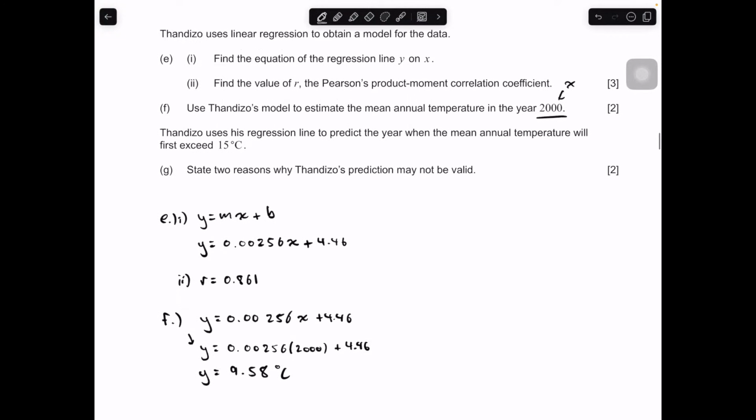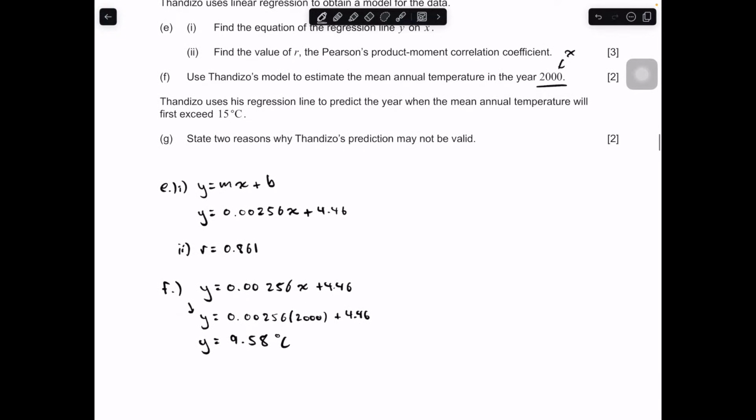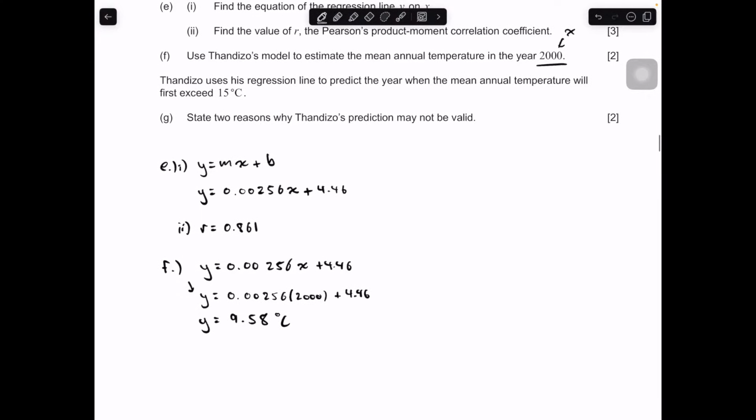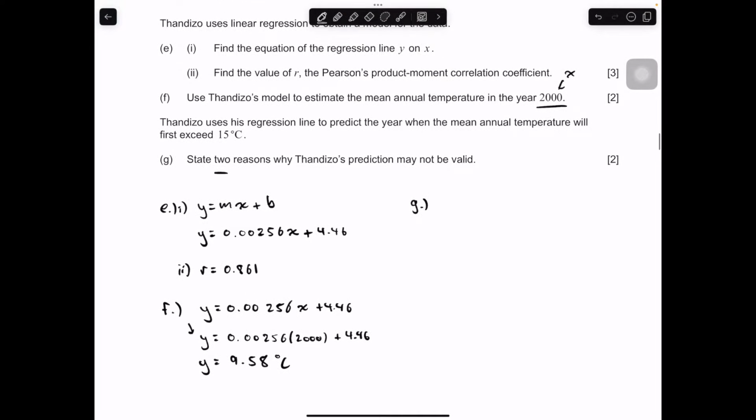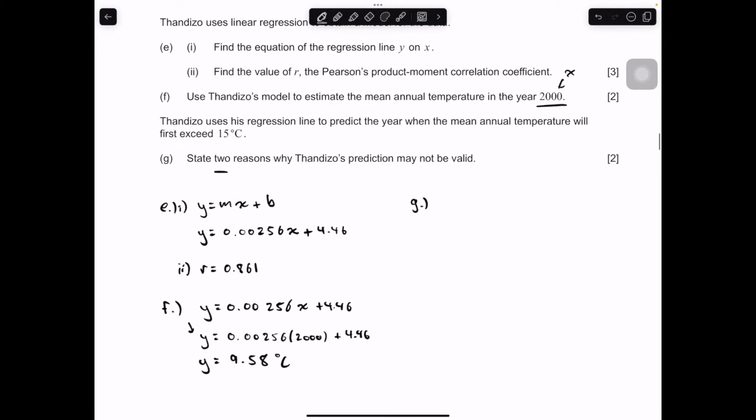All right. Thandiso uses his regression line to predict the year when the mean annual temperature will first exceed 15 degrees Celsius, so when it will first be larger than 15 degrees C. Part G asks us to state two reasons why Thandiso's prediction may not be valid. So let's write G right here. So two reasons why Thandiso's prediction might not be valid.